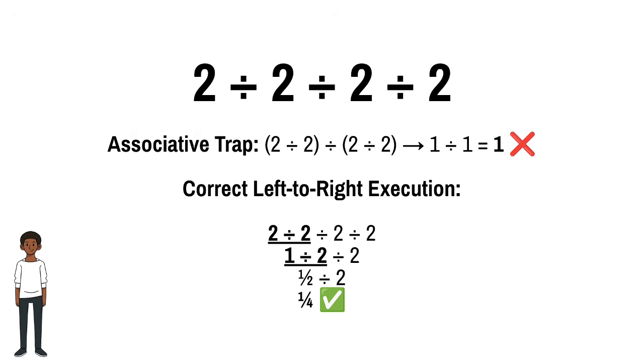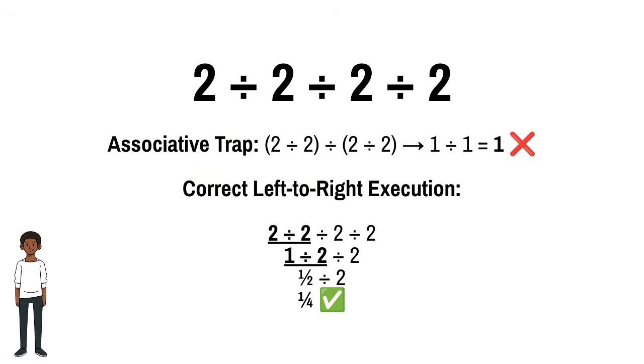Problem number 2. 2 divided by 2 divided by 2 divided by 2. The common trap here comes from human psychology. People like symmetry, so they visually group the expression into two pairs. 2 divided by 2 in one pair, divided by 2 divided by 2 in another pair. Since 2 divided by 2 equals 1, they get 1 divided by 1 equals 1.